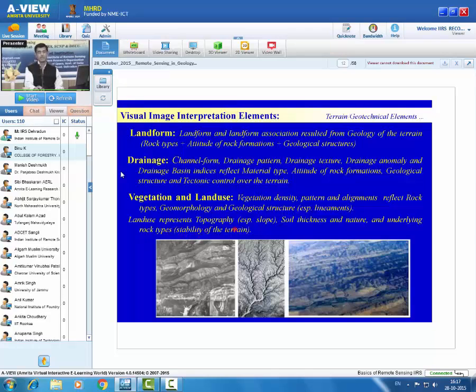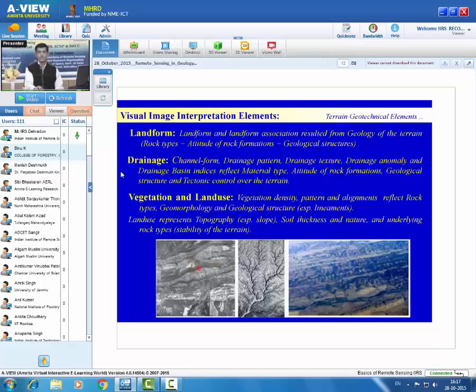What are the rock types, whether the rock types are stable enough for foundation for the settlements. All this information you can get indirectly from the land use and from your vegetation cover, vegetation density, and their pattern, orientation and alignment.